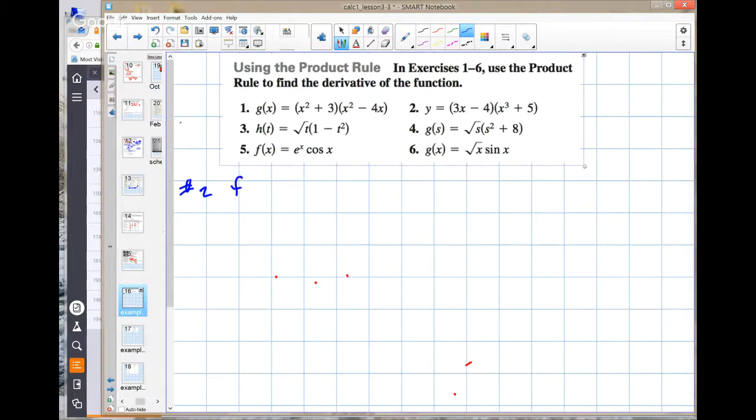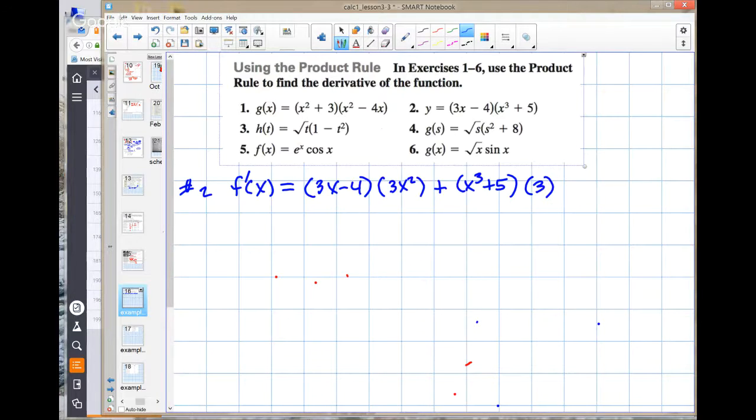So f of x, well, let's just say f prime of x right away. The first times the derivative of the second. What's the derivative of x cubed plus 5? 3x squared, using the power rule, plus the second times the derivative of the first. And the derivative of 3x minus 4 is just 3.